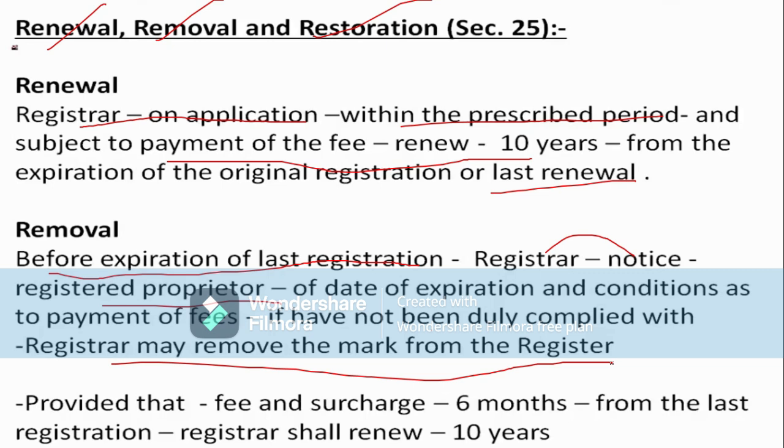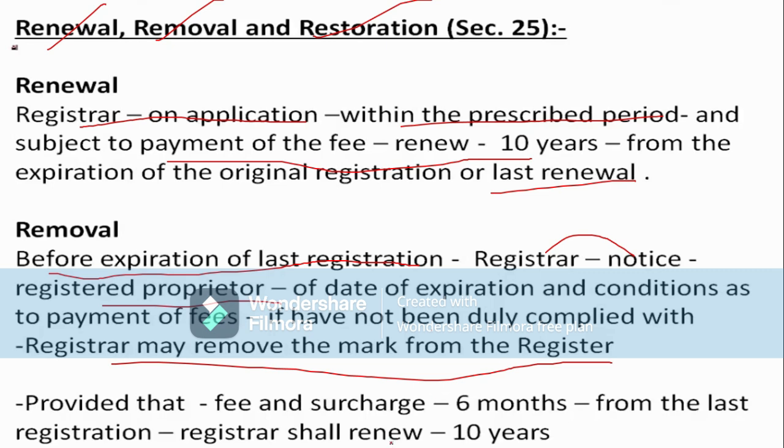So the registrar will send a notice to the registered proprietor about the renewal of their goods or service. They will mention the time, the conditions, and the payment of the fees, all the things. Even after receiving that, if the applicant has not responded, then the registrar will remove the mark from the register.